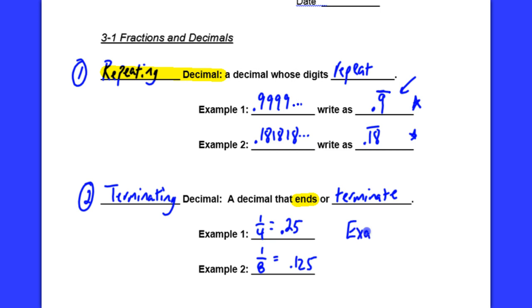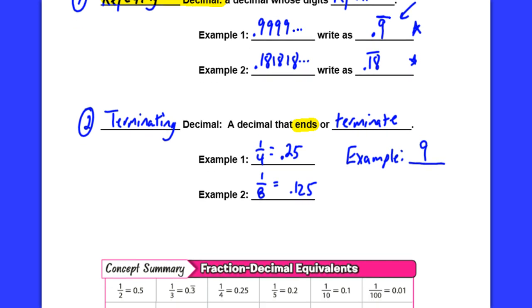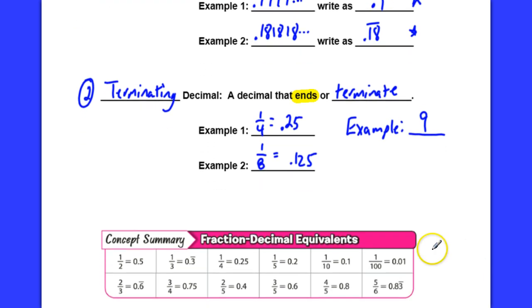I'm going to add example 3 just to make my point. Any number, such as the number 9, terminates because there are no digits that continue forever and ever. So if it stops, it's terminating. If it repeats the same pattern forever, it's a repeating decimal.